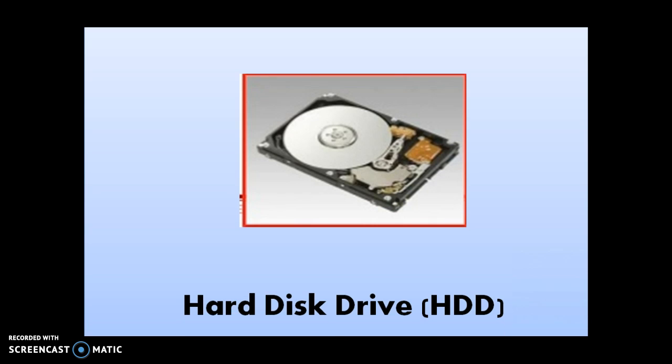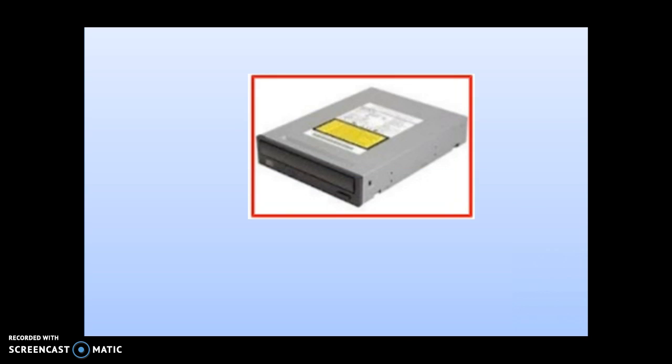We also have the hard disk drive or the HDD. It is also known as the hard drive. It is a magnetic storage device that is installed inside the computer. The hard drive is used as permanent storage for data. In Windows computers, the hard drive is usually configured as the C drive and contains the operating system and applications.